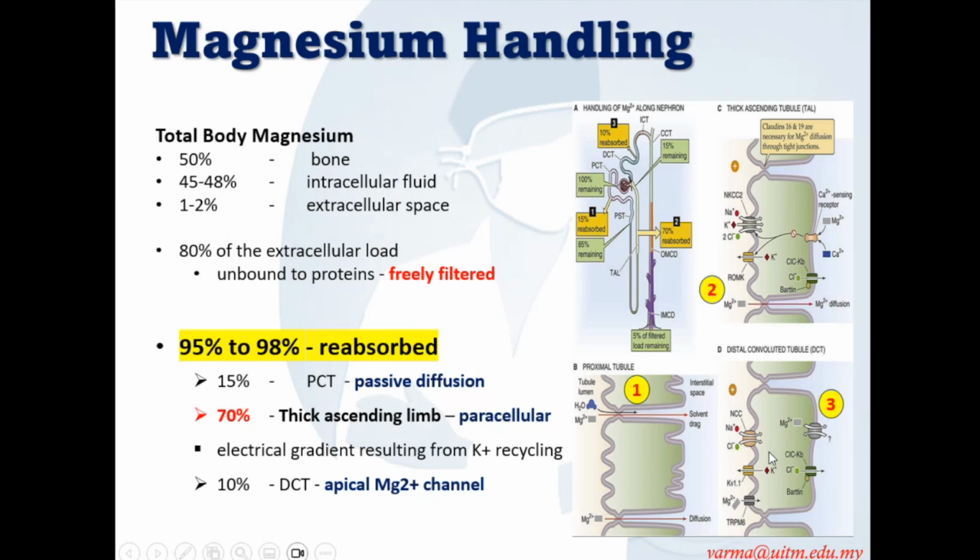Remember it like that. In the PCT and the ascending limb of the loop of Henle, it's all a symporter, co-transporter, or exchanger. But in the distal convoluted tubule, there will always be some specific channel for specific cations.